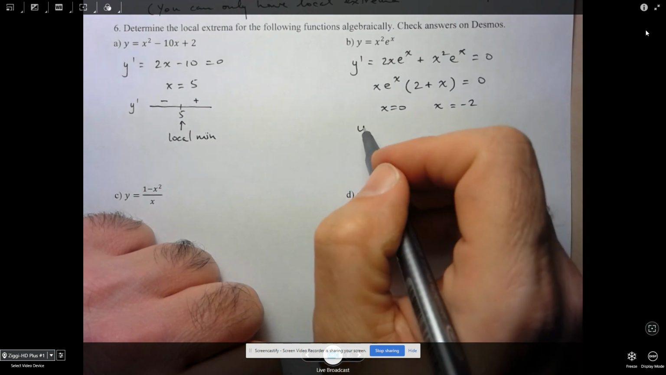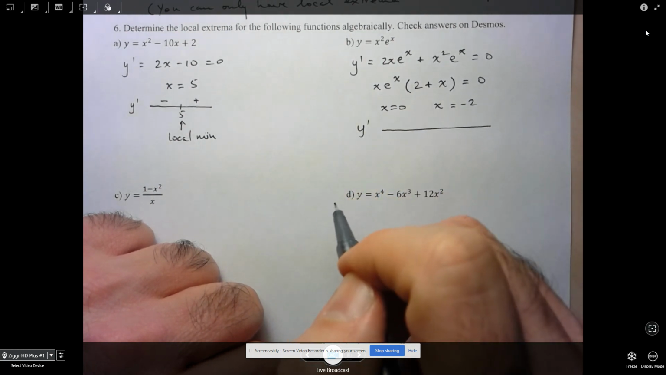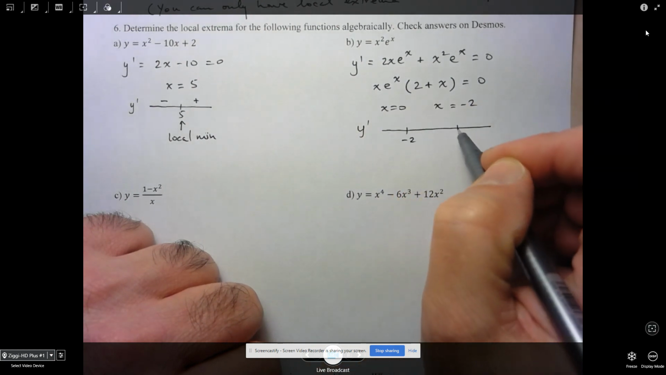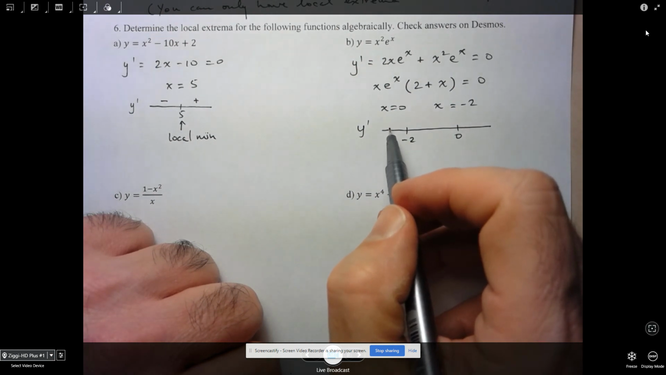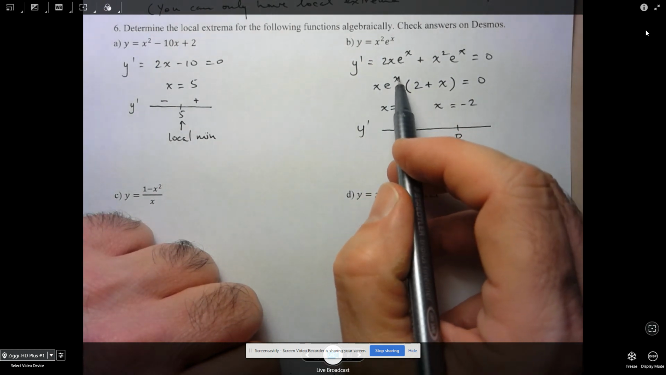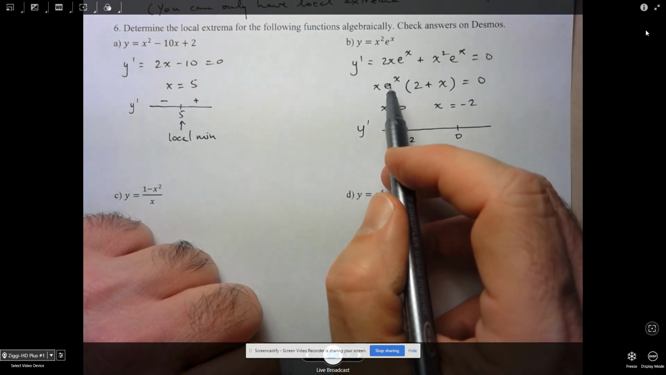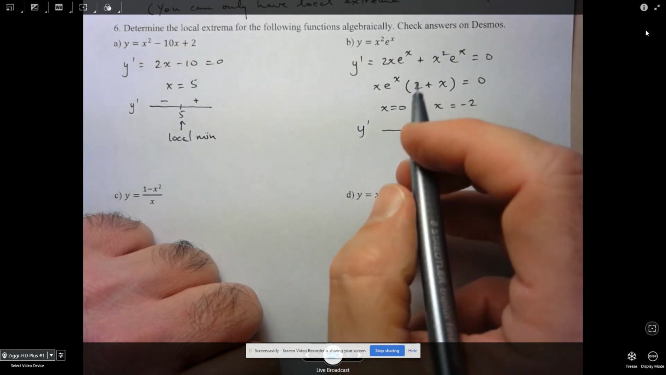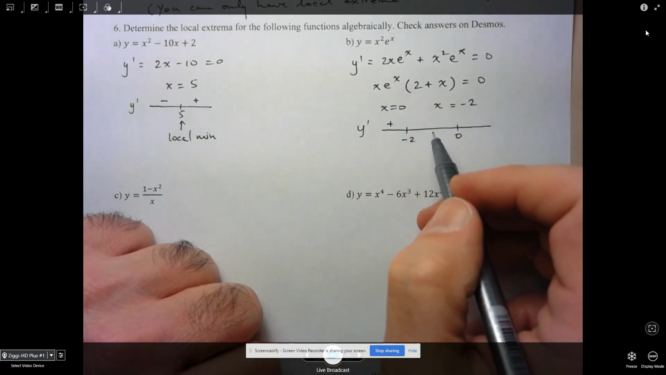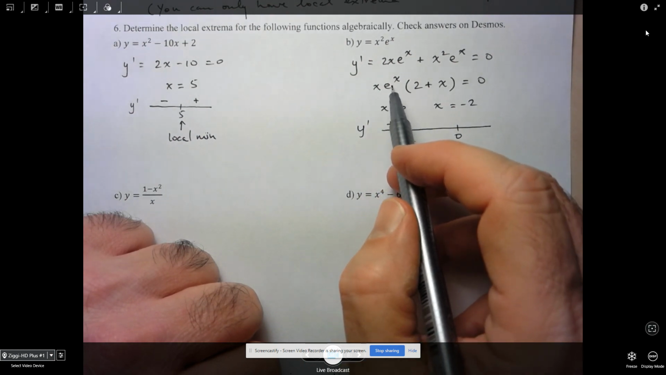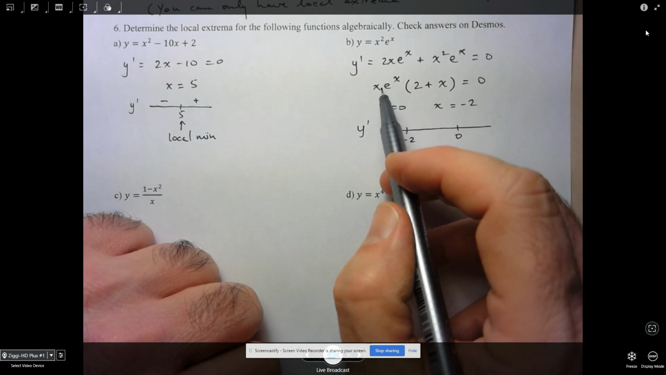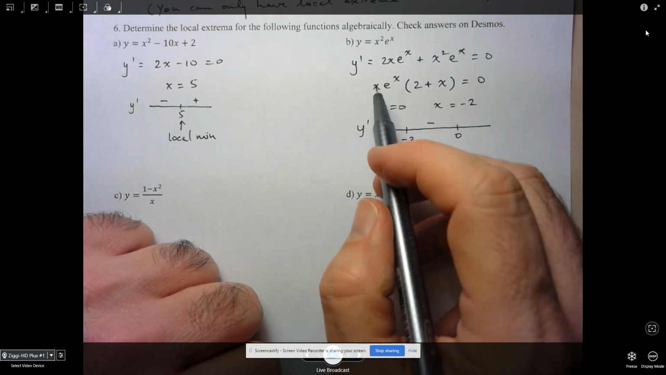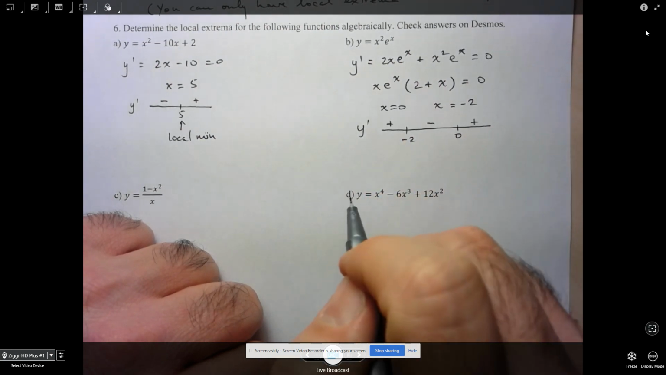All right, so let's find our signs. Okay, so we have negative 2 and we have 0. So let's pick negative 3. And I'm going to put this into the factored form. So remember, e to the x is always positive. I never have to worry about it. So this is going to be negative, and then 2 plus negative 3, negative. So negative times negative is going to be positive. Okay, let's pick negative 1, negative, positive, and 2 minus 1 is also positive. So negative times 2 positives is going to be negative. And let's pick, say, 1, positive, positive, positive. All right, so what does that tell us?